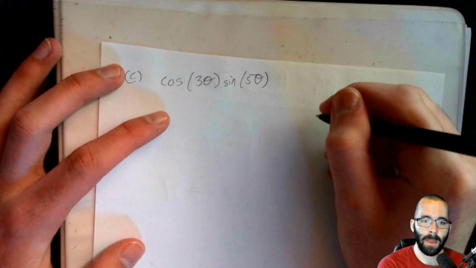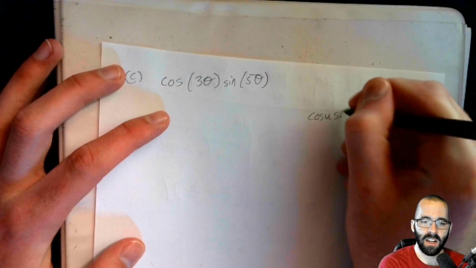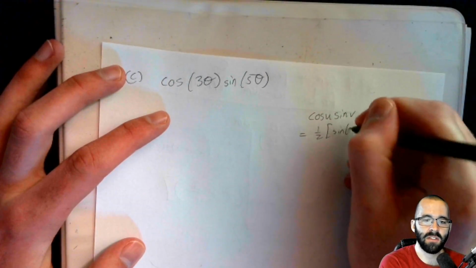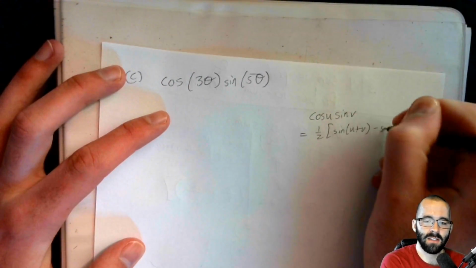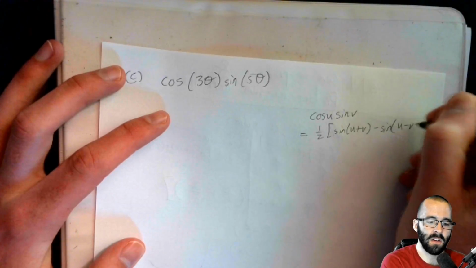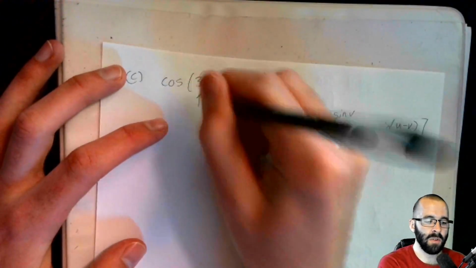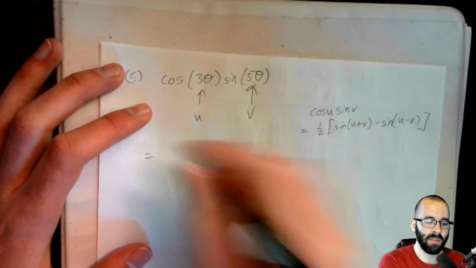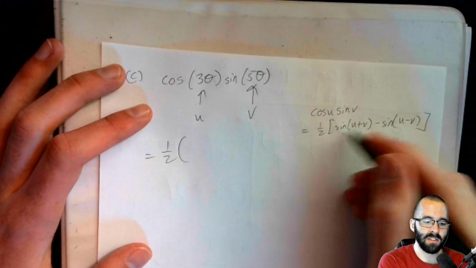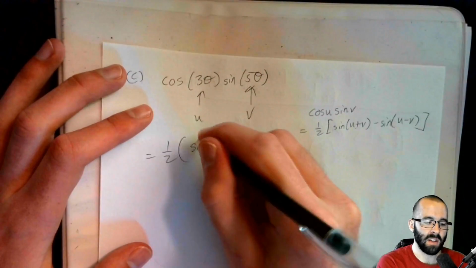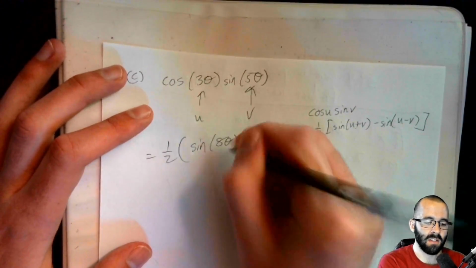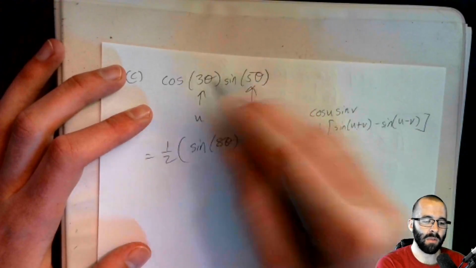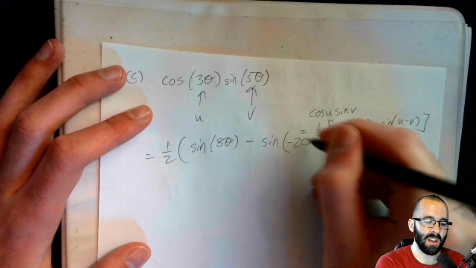And we just write it down. The cosine of u times the sine of v equals 1/2 the sine of u plus v minus the sine of u minus v. What's our u? 3 theta. What's our v? 5 theta. We just plug it in. 1/2 sine of their sum, which is 8 theta, minus the sine of their differences. 3 theta minus 5 theta is negative 2 theta.